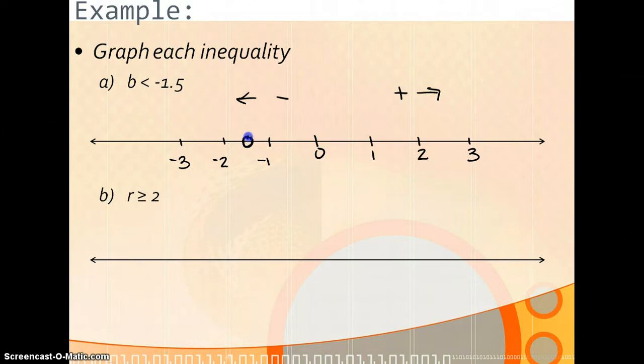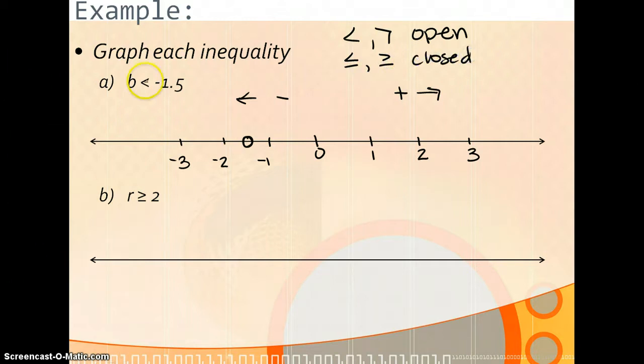Now, I'm drawing it open right now until we have verified whether it should be an open dot or a closed dot. To distinguish the two, less than and greater than would be an open dot because it does not include the number, while less than or equal to and greater than or equal to would be a closed dot because it does include the number.